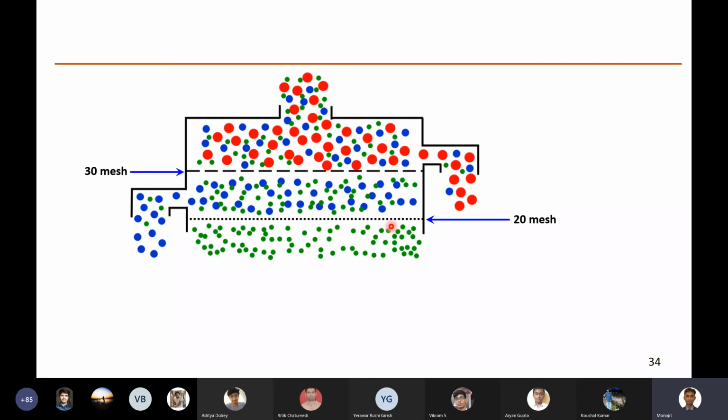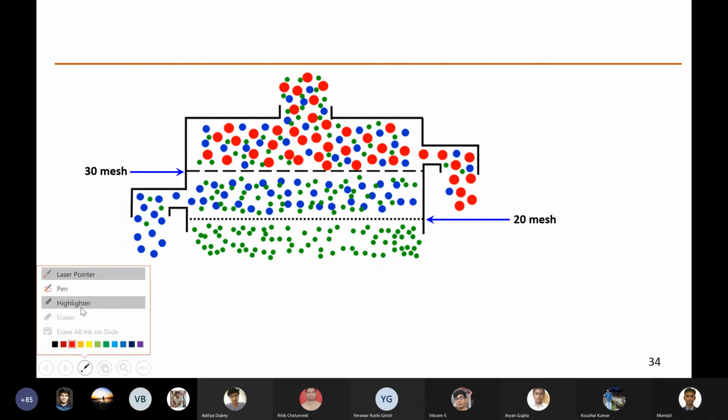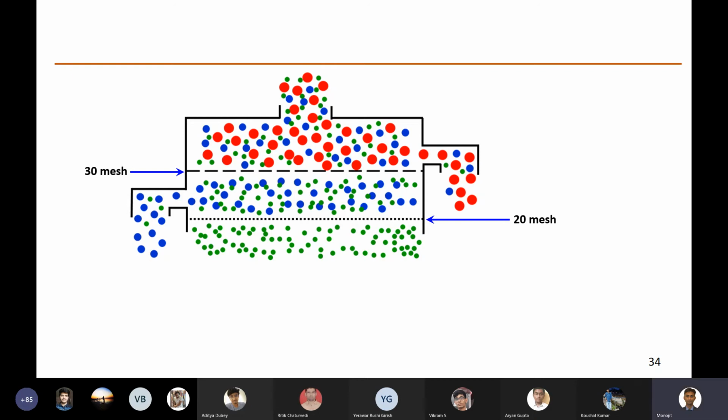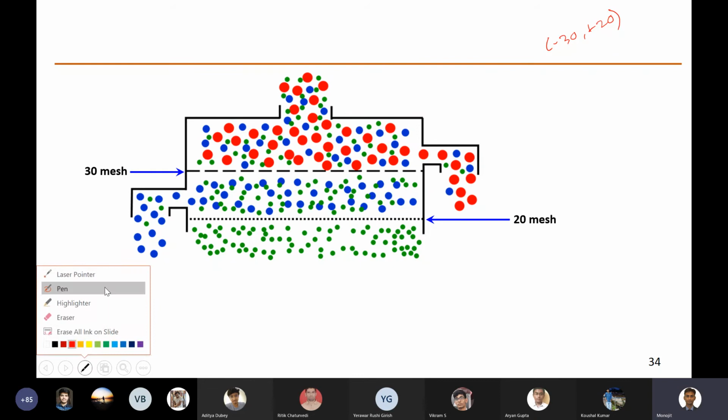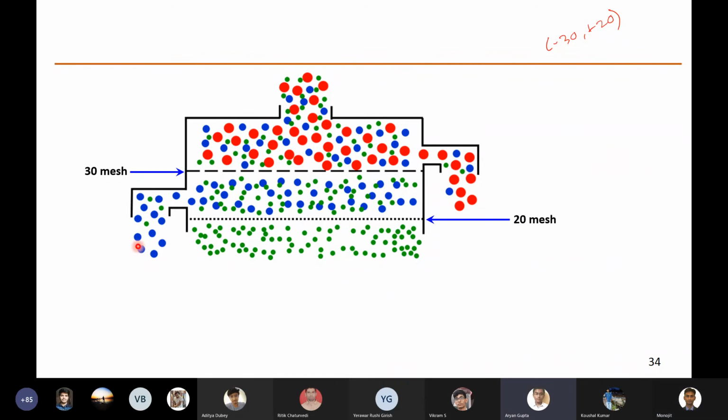Now where is our desired product? Our desired product is minus 30 plus 20. Yeah, that is our desired product, minus 30 plus 20. Now looking into the picture, can any one of you tell me where is our desired product? So our desired product will come here, here, or here? Left side. Here. Anyone else? So here means it's this fraction basically, right? This fraction is coming out from here.